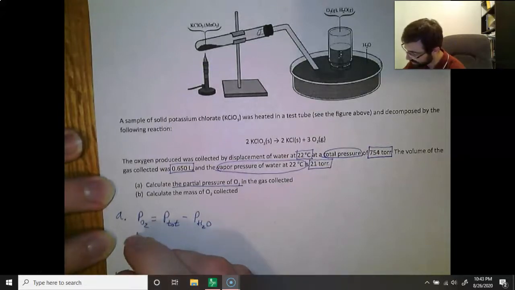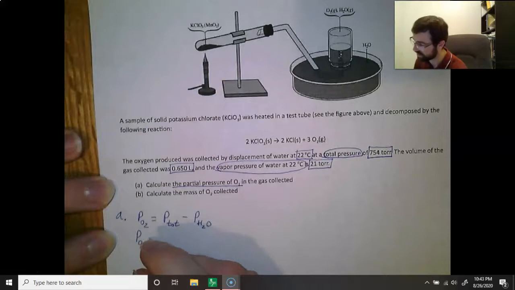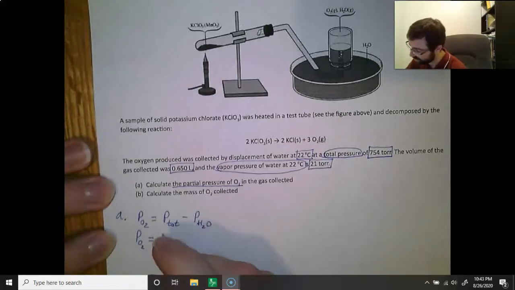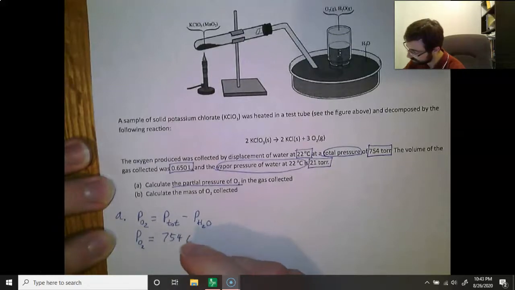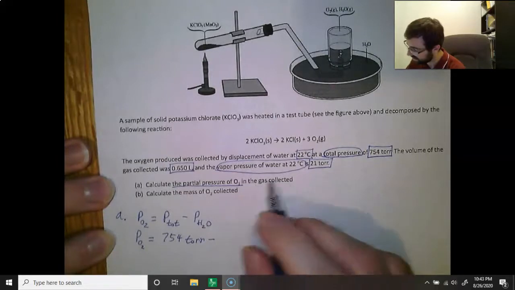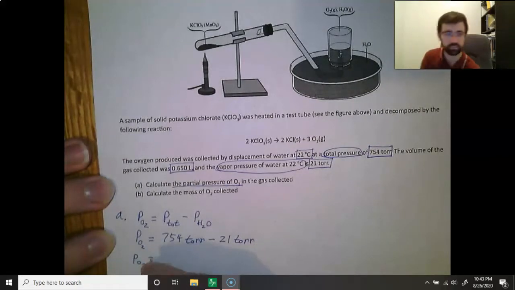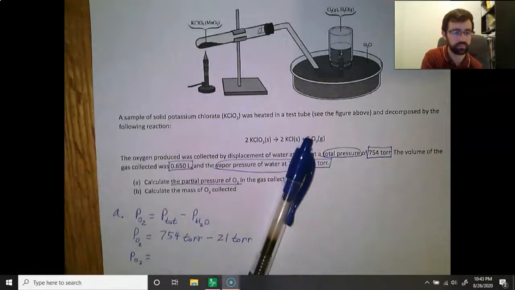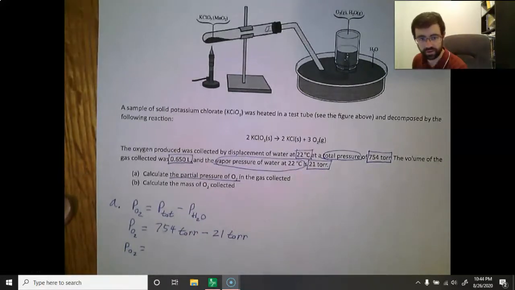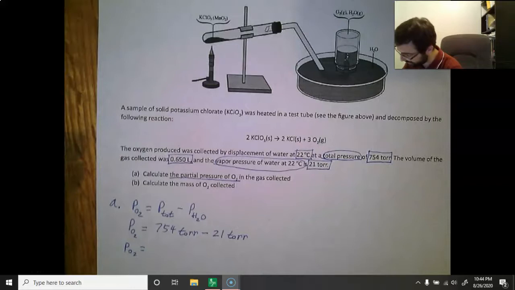So pressure of O2 is 754 torr minus 21 torr. All right, and that is 733 torr.